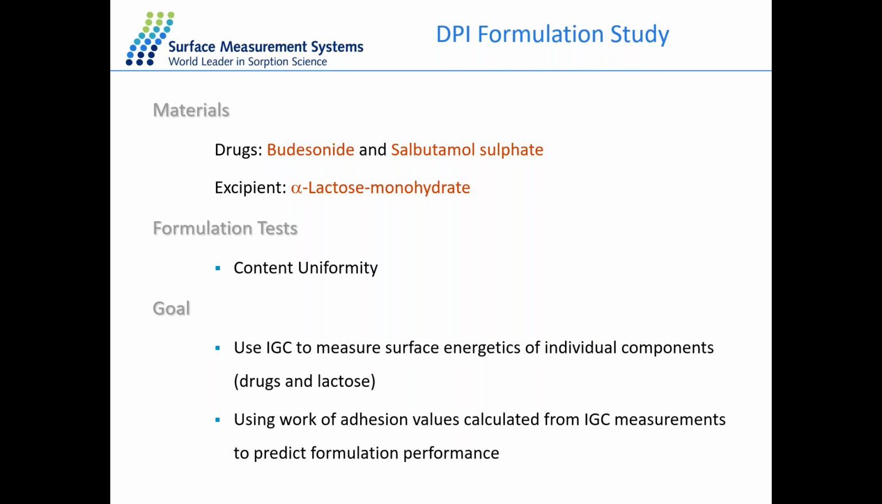Our next example is looking at pharmaceuticals. What we're looking at here is the drugs budesonide and salbutamol sulfate and our excipient alpha lactose monohydrate. From this, we just want to understand the uniformity and use IGC-SA to understand different properties of our material and to understand how the blending performance will work. And so we want to blend our excipient with our drugs.